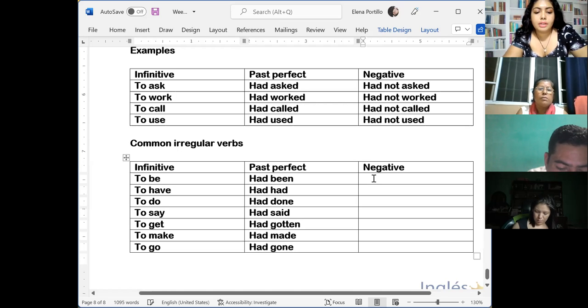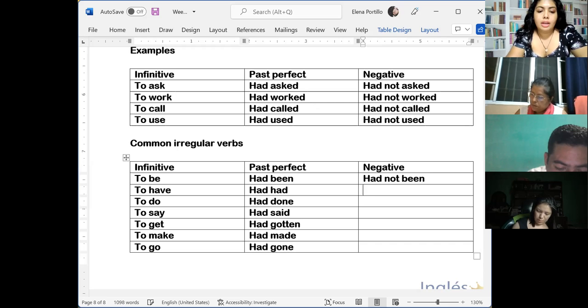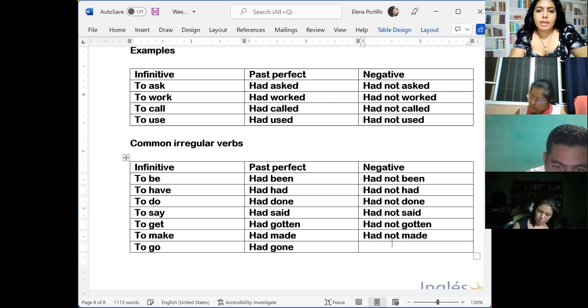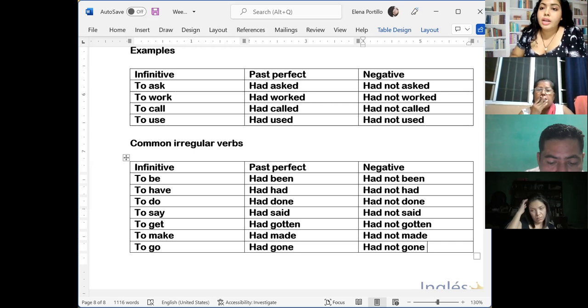And of course, the negative is almost the same, just adding the not between the had and the verb. Had not been, had not had, had not done, had not said, had not gotten, had not made, and had not gone. So now we have some examples of regular and irregular verbs that we can use in this structure.